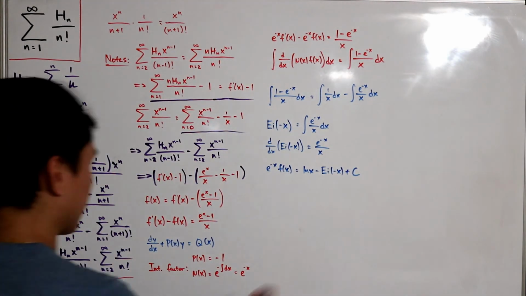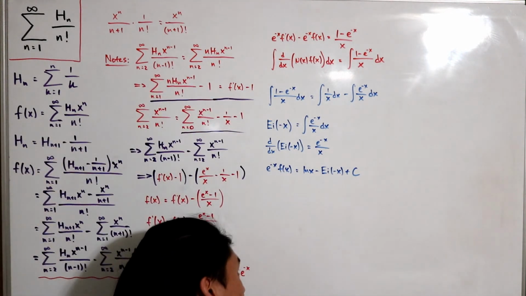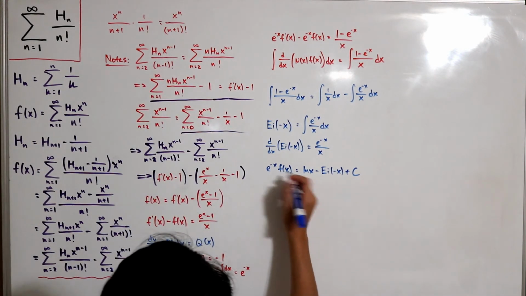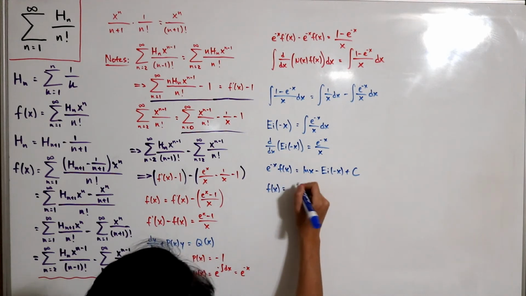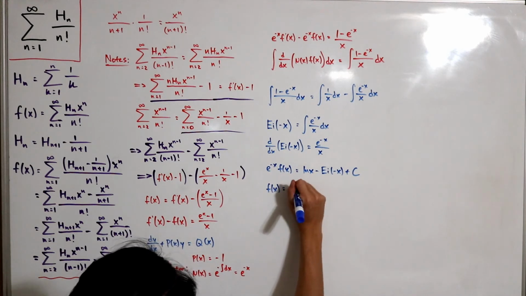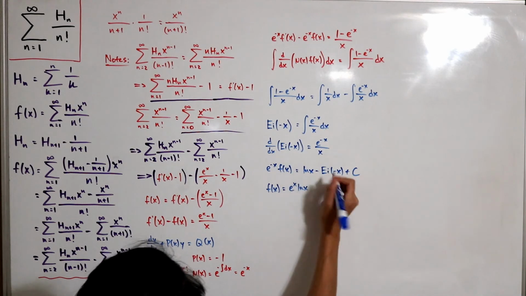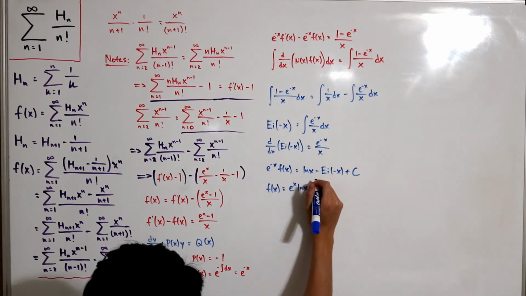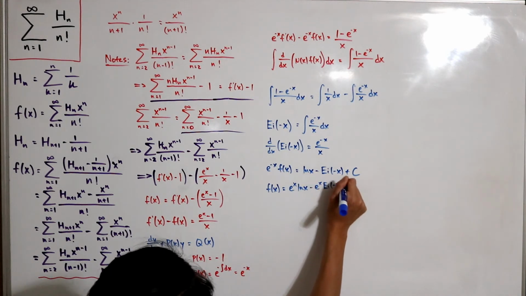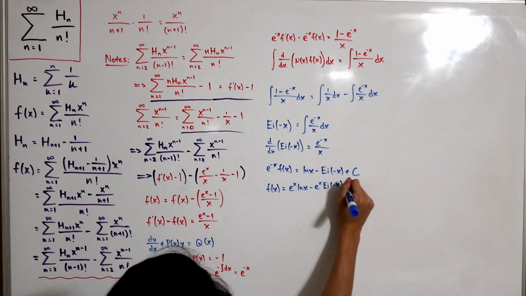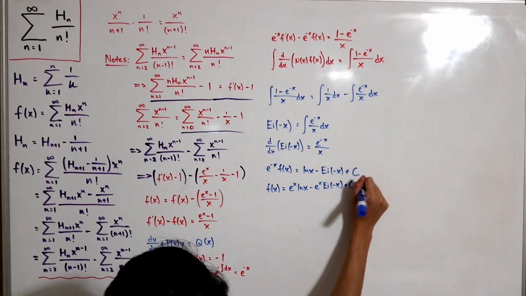And of course I can just divide both sides by e to the negative x. That leaves us with f of x, which is equal to e to the power x times ln of x, minus e to the x times Ei of negative x, and then plus c multiplied by e to the x.